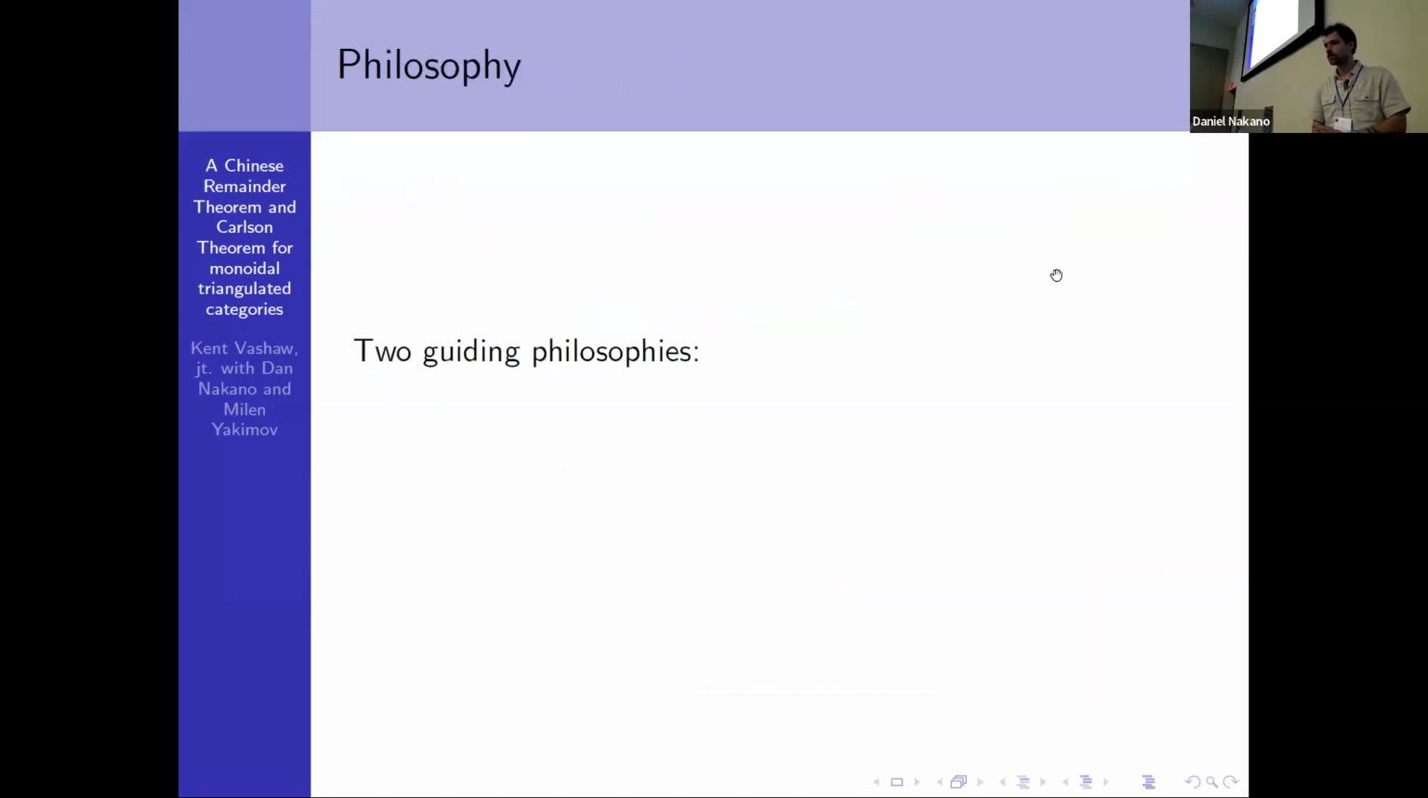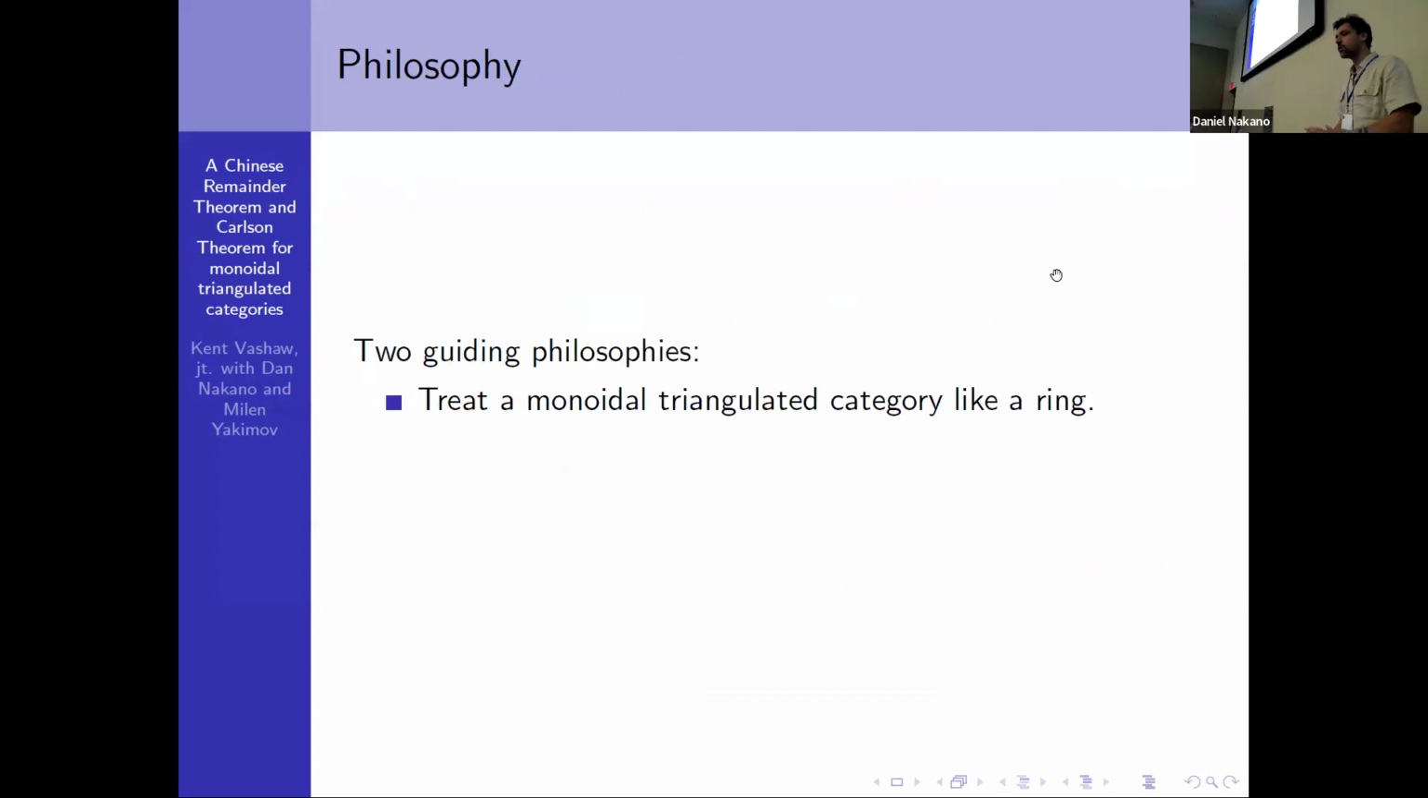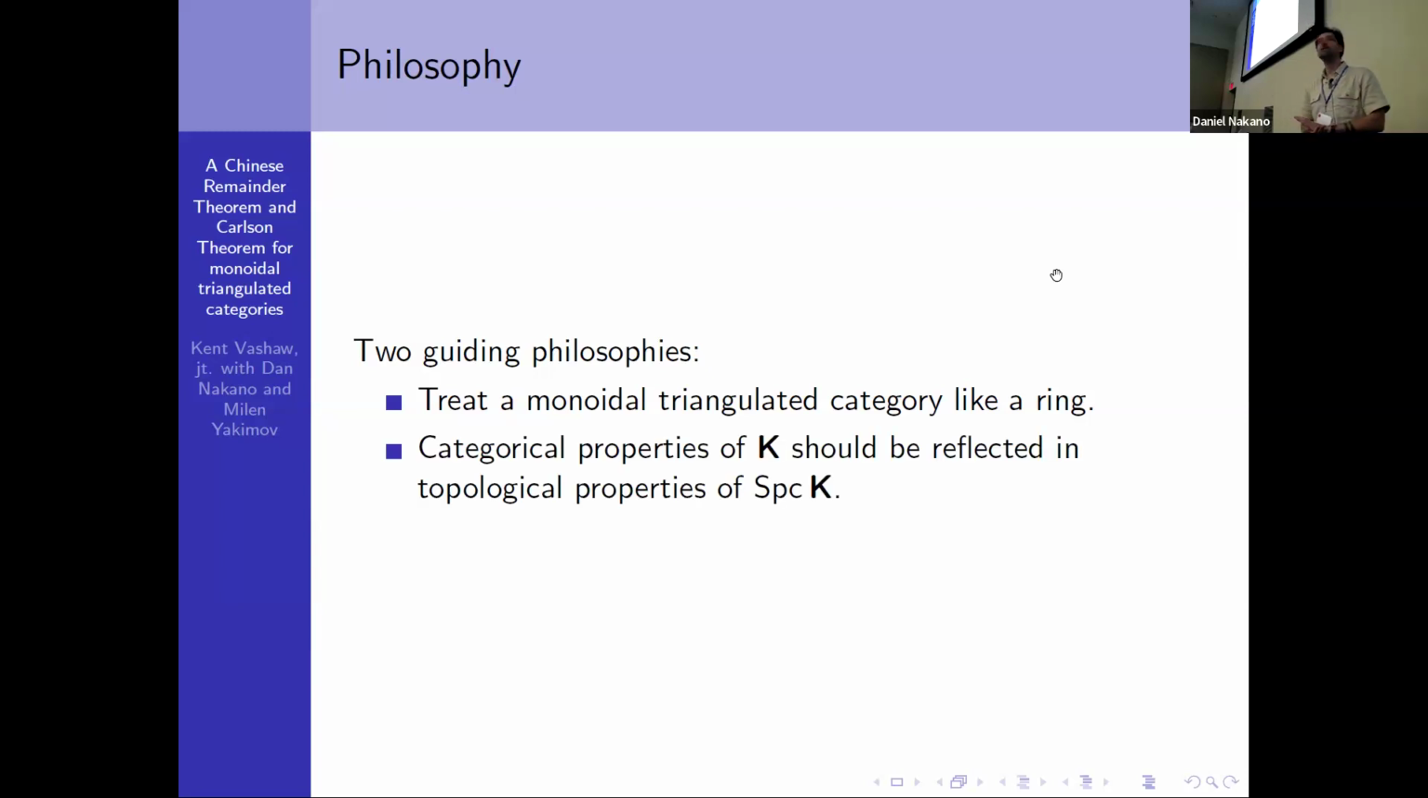So we have two guiding philosophies for how we want to approach the study of the Balmer spectrum at this point. One is that we want to treat our monoidal category like a ring, and that's evident even in just the definition of the Balmer spectrum, right? We say, oh, we know what a prime ideal of a ring is. Let's make an analogous definition on the level of the category. And the second piece of this philosophy is that categorical properties of K should really be reflected in topological, geometric properties in the Balmer spectrum.